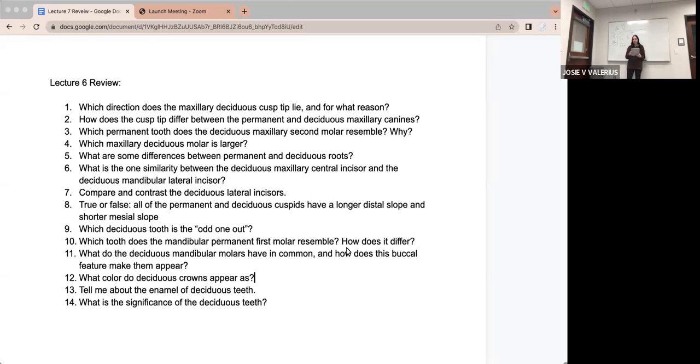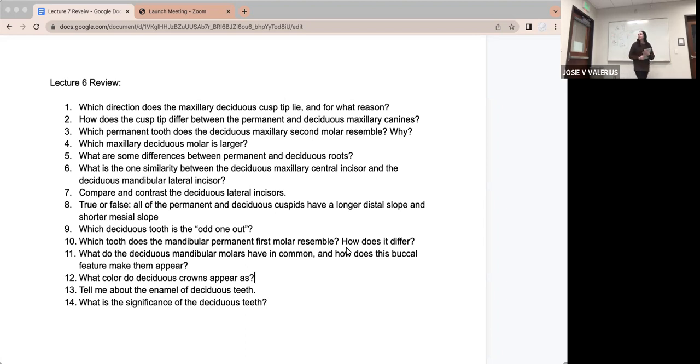Okay. Question 2. How does the cusp tip differ between the permanent and deciduous maxillary canines? Isn't it shorter? Yes. It's a lot longer too. It appears longer and sharper, which in my drawing is why I have the little arrow.